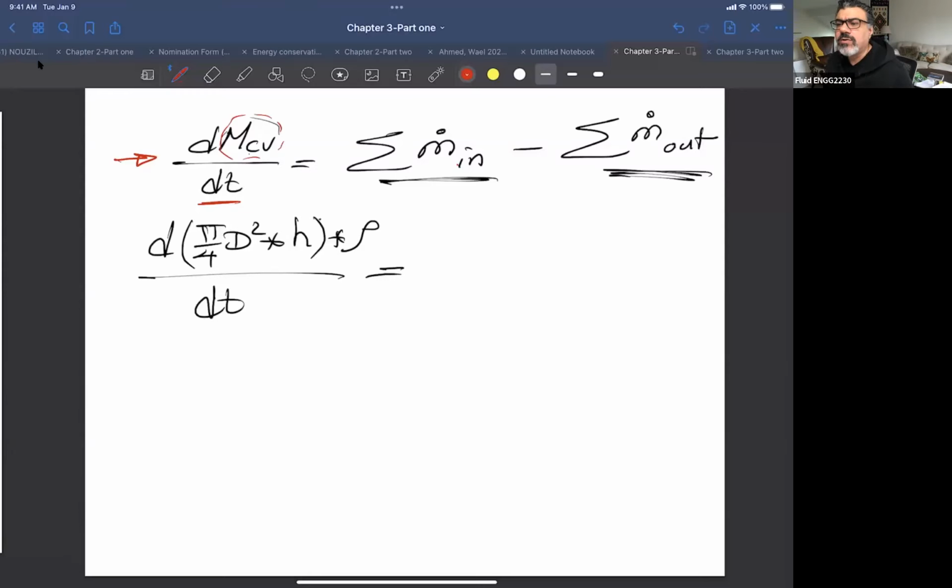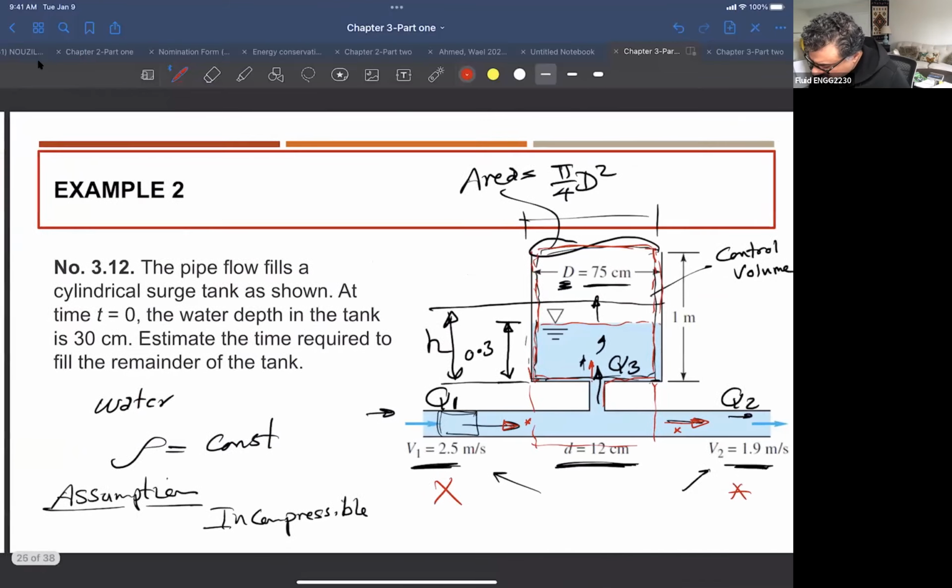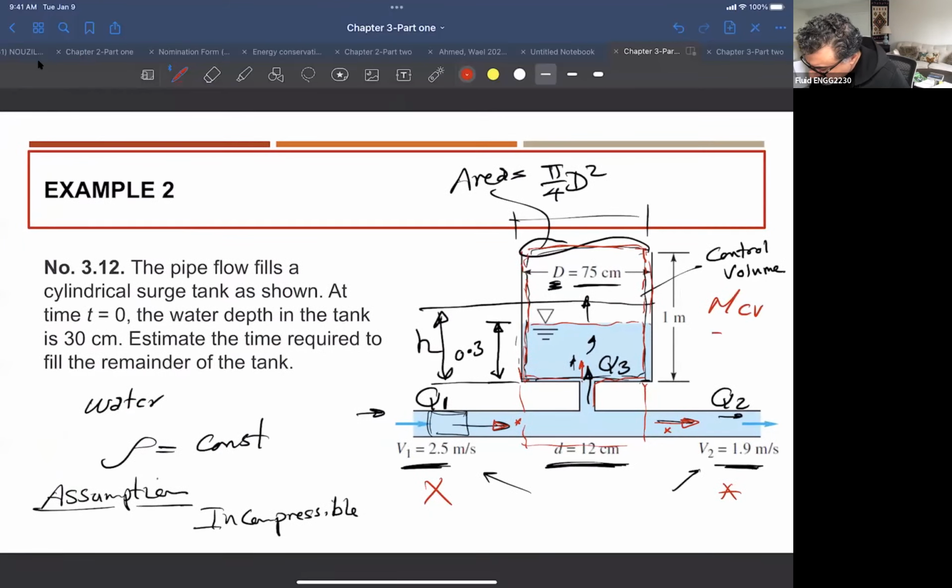In this specific problem, we have only one stream coming in and one going out. Okay. So if we put this equation now, the mass of the control volume, we know that the mass of the control volume is basically what? It's the volume, right?